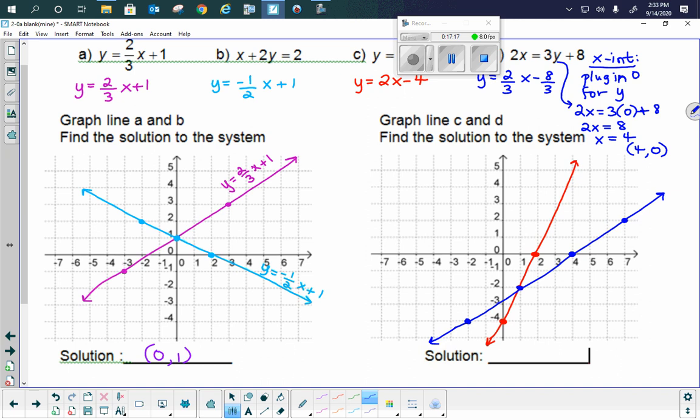And now let's go ahead and label them so we don't forget to do that. So we get credit. y equals 2/3 x minus 8/3. And for the red one, we've got y equals 2x minus 4. All right. And then pretty easy once again to see where they intersect. Their intersection point is right here at 1 for the x and negative 2 for the y. So it's an ordered pair, (1, -2).